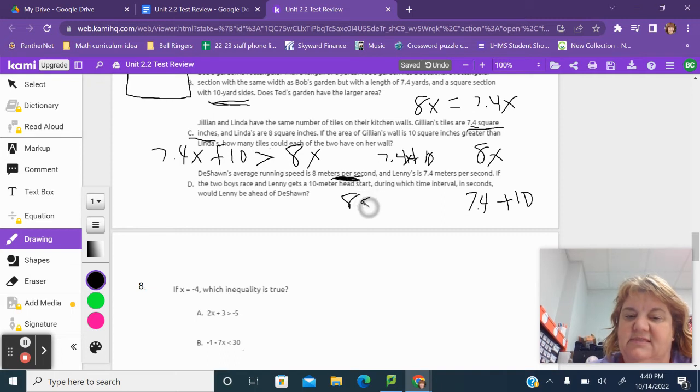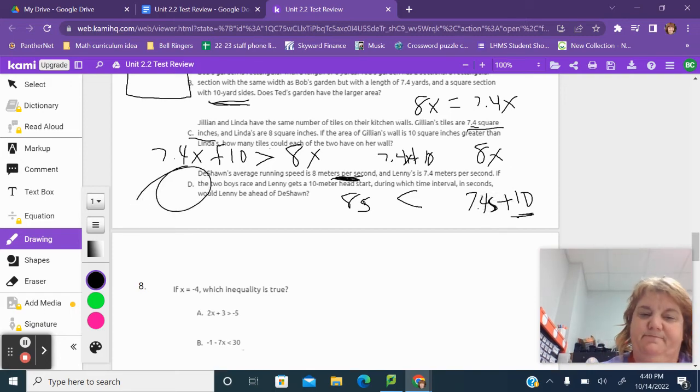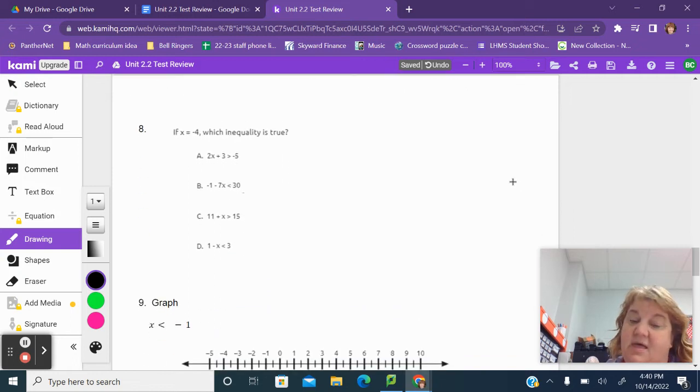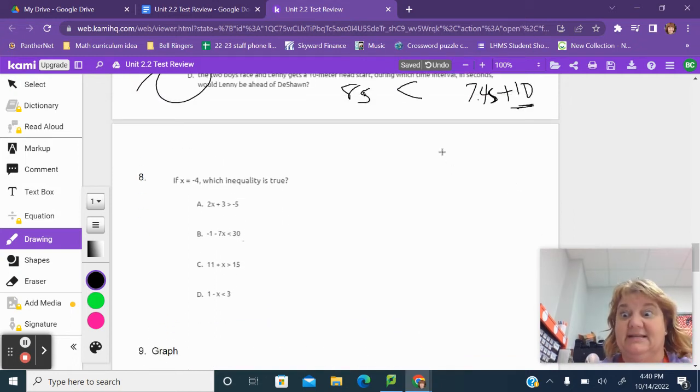So this is how many seconds? Would Lenny be ahead? So here's Lenny, because he gets a 10-meter head start. This one's it. It's D. Boy, that one was a hard one. That was messy. Just do the best you can, guys. That one drove me nuts.